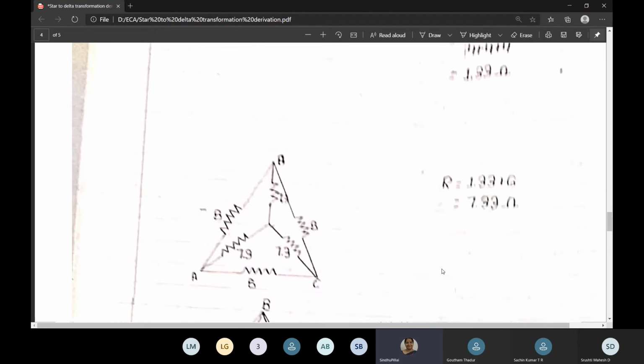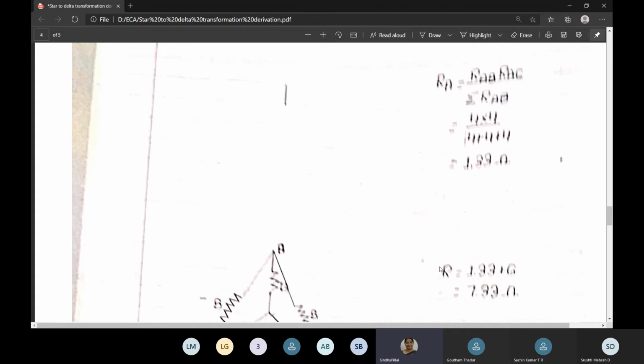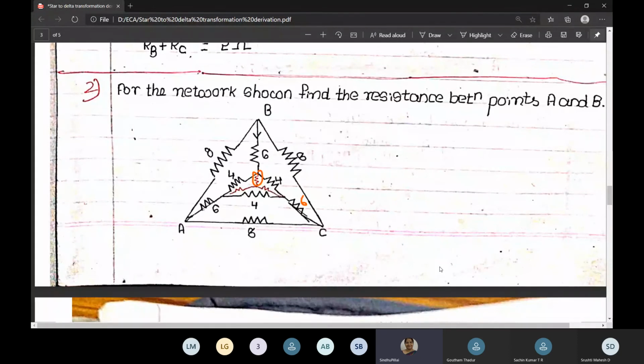Depending on that, do the transformation by using the formulas. The formula should be used correctly where you are converting, that should be seen, and accordingly you have to use the formula. I'll tell this problem once again. See, this is the delta they have given.